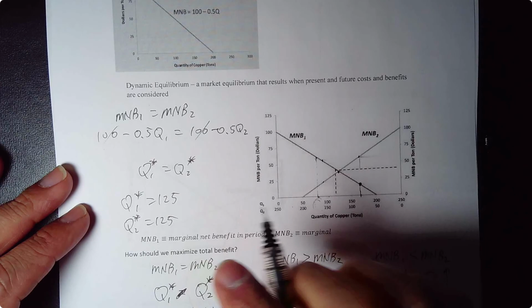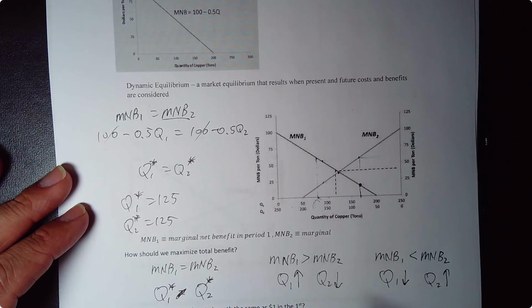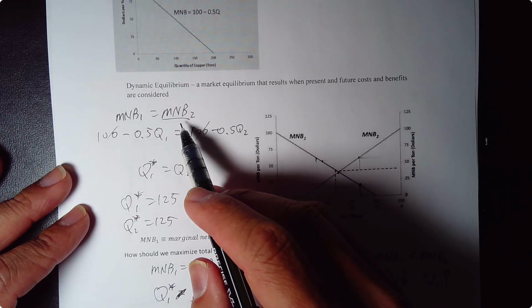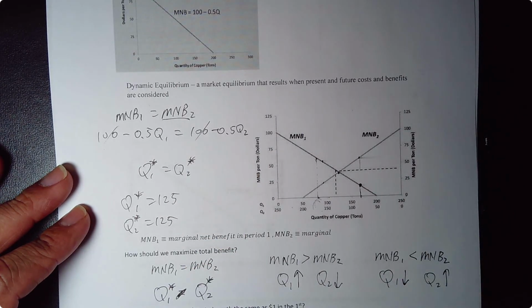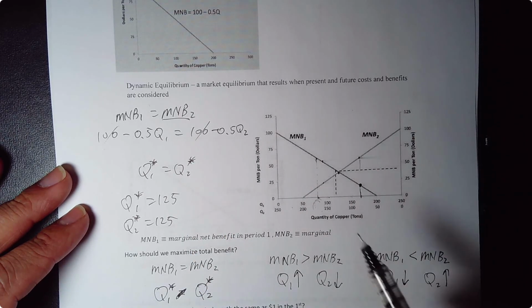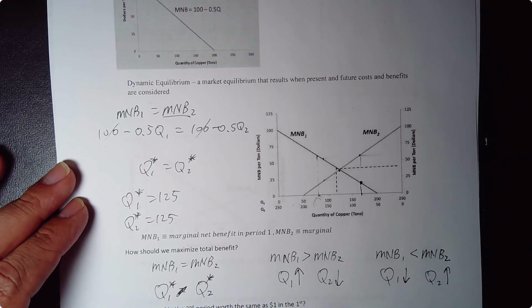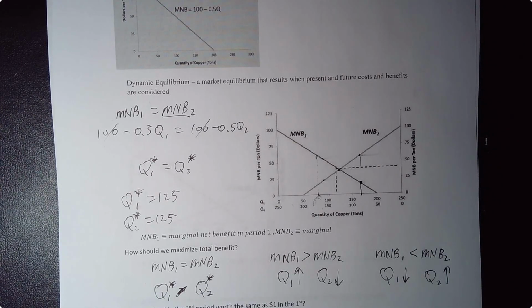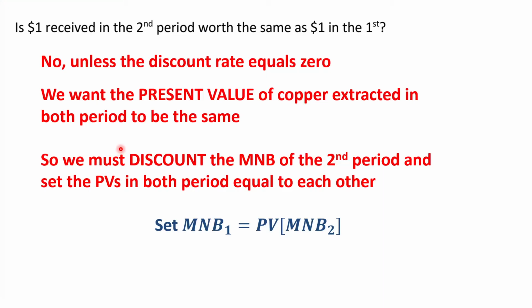Of course, here in the second period, we did not discount it. This is a simple example. We haven't discounted yet, but of course, $1 received today is not the same as $1 received tomorrow. So we want the present value of copper extracted for both periods to be the same, not the future value. So we must discount the marginal net benefit in the second period and set the present values equal to each other. So this is the real optimal condition that we want to consider.